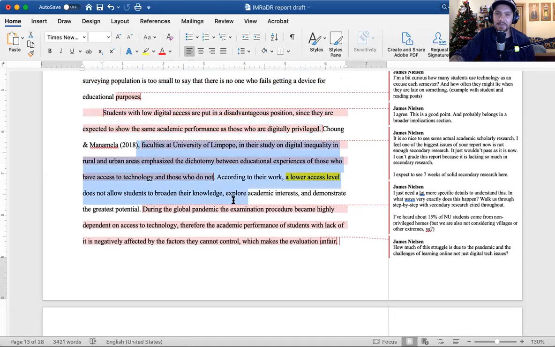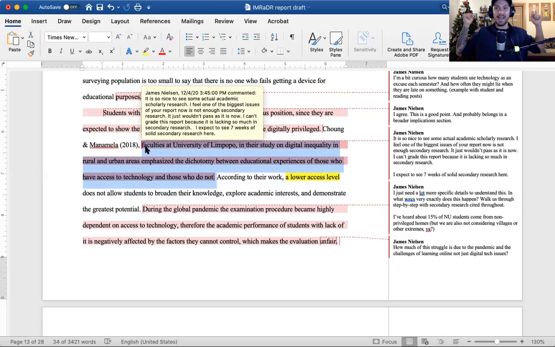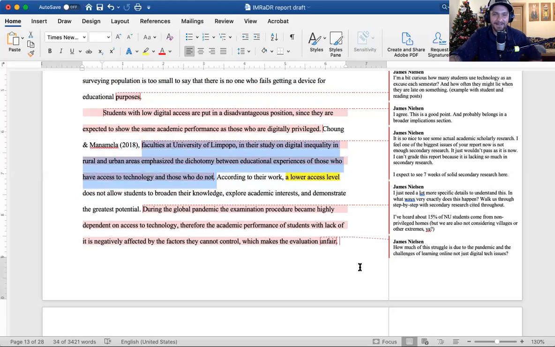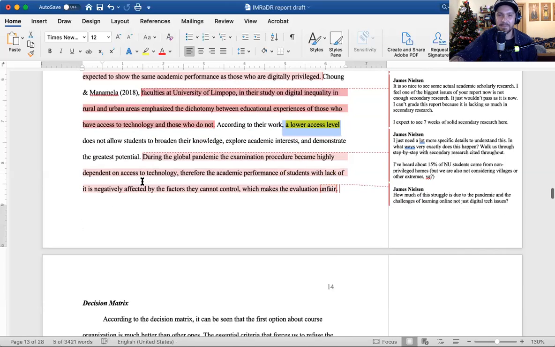Now, this is where I actually got really excited. It says these two authors, you know, their study on digital inequality in rural and urban areas emphasized the dichotomy between educational experience and those who have access. I was like, oh my God, secondary research. Yes, thank God. Finally, but again, I want more detail. Okay. What does lower level access mean? I don't know what that means.